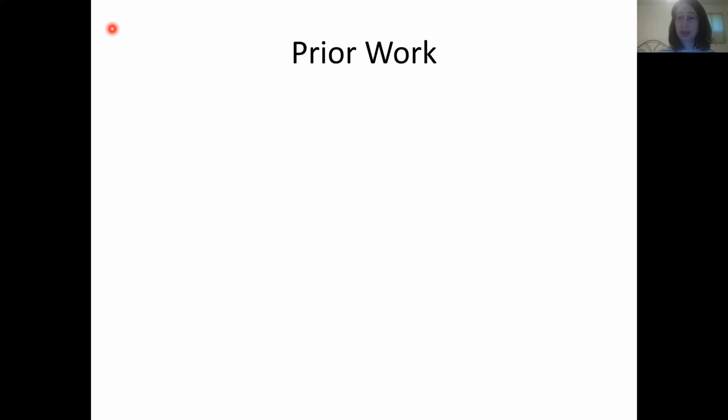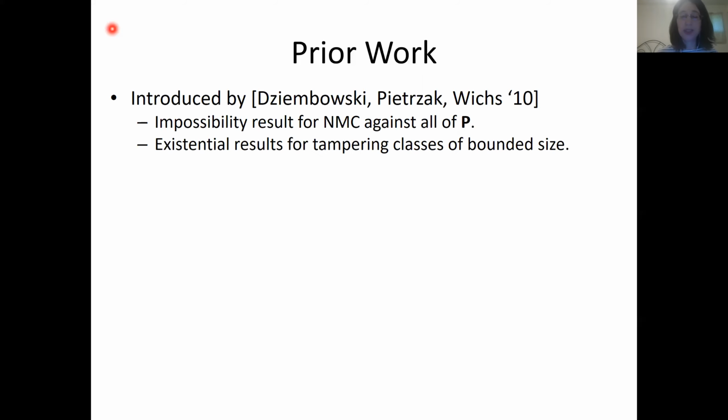There's been a lot of prior work on non-malleable codes. This is a very active research area in the past several years. Non-malleable codes were introduced by Dziembowski, Pietrzak, and Wichs in 2010. And in that paper, they showed several results. One important result was that it's impossible to achieve non-malleable codes against all of P, against any polynomial time tampering. So let's see why this is the case.